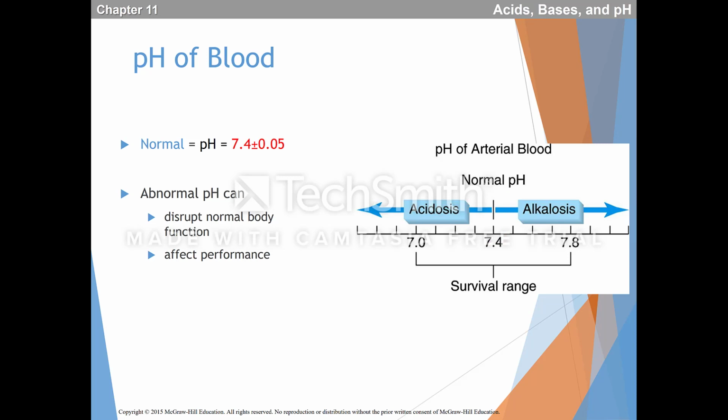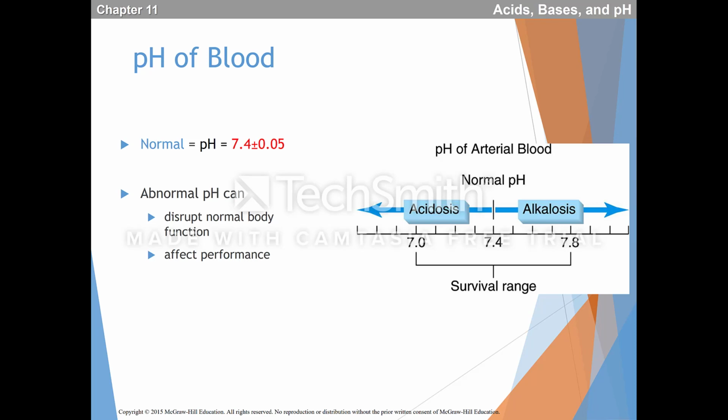When things get too far above normal pH or too far below normal pH, we have what's called either alkalosis or acidosis. So alkalosis is what we have when our pH is too high, and acidosis is what we have when our pH is too low. And the reason that we care about acidosis and alkalosis, or a pH that is either too low or too high, is that an abnormal pH can actually interfere with the body's ability to function normally.